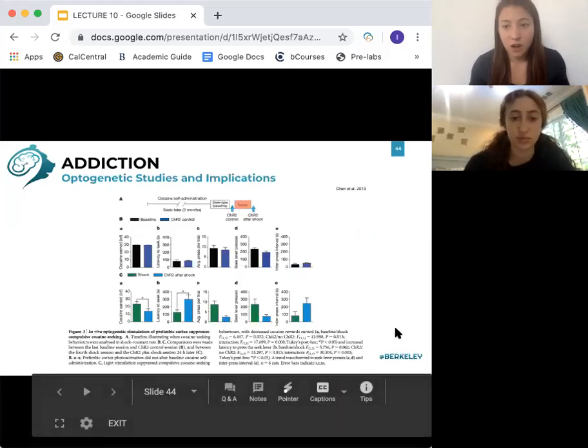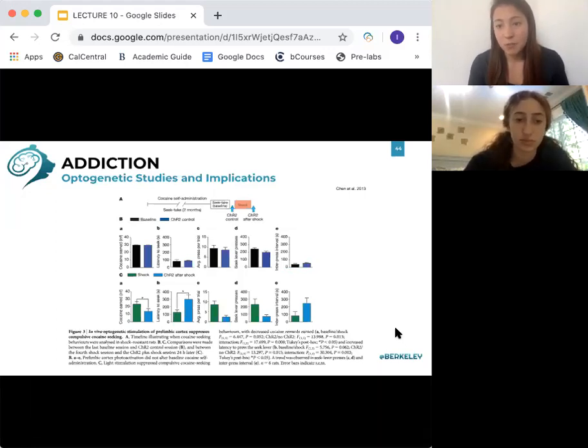So in walks optogenetics, all right? Optogenetics, like we said before, has the advantage of being super specific and very effective. So in this study, they used optogenetics to stimulate neurons in the prefrontal cortex, okay?